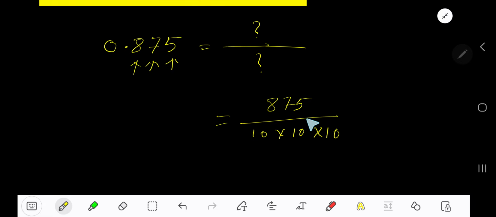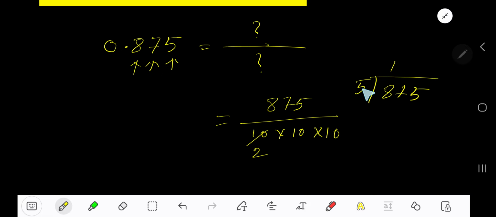Now, if you want to reduce this fraction in one step, then you need to divide the numerator and denominator by the greatest common factor. But if you want to reduce this fraction in multiple steps, then you need to divide the numerator and denominator by a common factor. The number has 5 at the end, so this is divisible by 5. This is also divisible by 5.